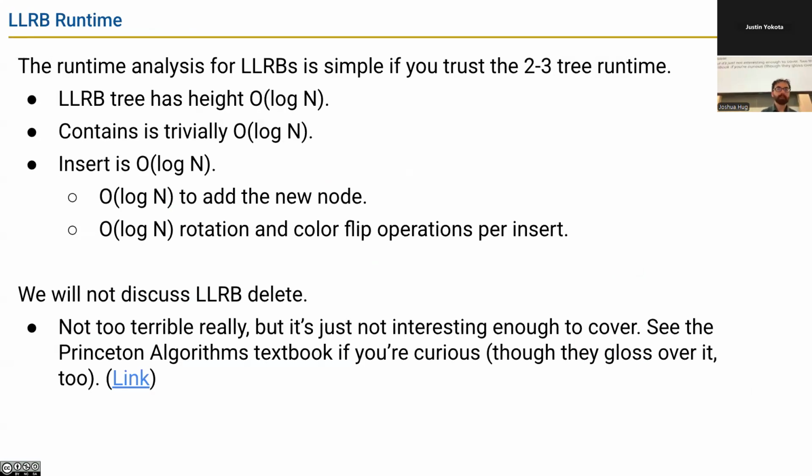Okay. So the runtime analysis for LLRBs is simple if you trust the 2-3 tree runtime. An LLRB tree has a height that's log n. We just know that it's always balanced. Or say, we know that a 2-3 tree is always balanced. Since an LLRB is no more than twice as tall as its 2-3 cousin, it's also log n. Contains is going to be trivially log n because it's just a binary search tree. If the height's log n, then the runtime for contains is log n. And then insert is log n. Why is it log n?